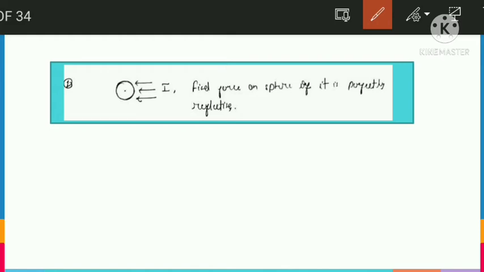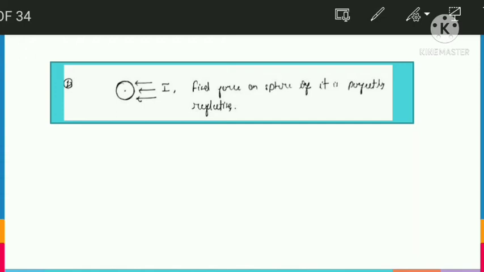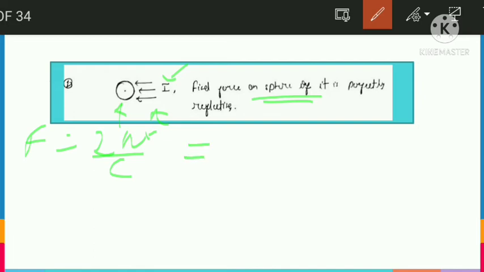Now let's see some of the basic information points to be noted. So it's just for thinking purpose. If we have light of intensity I which falls on a metal which is purely reflecting, then we have to find the force on it. Actually, in the starting I have told you, whenever we have a parallel beam of light, the force will be equal to 2 times W by C, or if W is power but we have intensity, we can write 2 times I (intensity) into area.